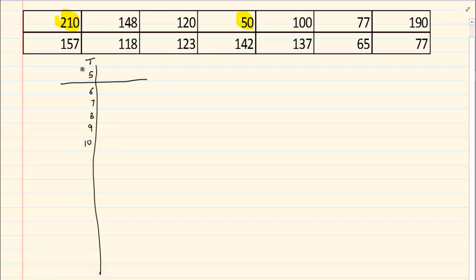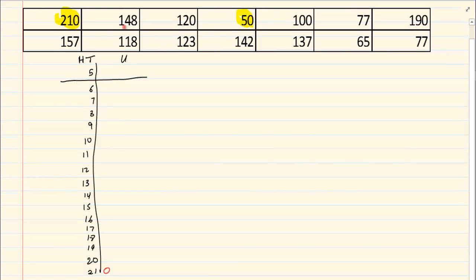So the 5 is representing the tens. And now we're going to see it goes into the hundreds. So it's the hundreds and the tens and then the leaves are the units. Now we fill in what we have. 210 would be by the 21. So it is 210. Then we have 148. So by 14 it's going to be an 8. Then we have 120. Then we have 50. 100. Now remember by the 10 and the 100 gives me a 100.